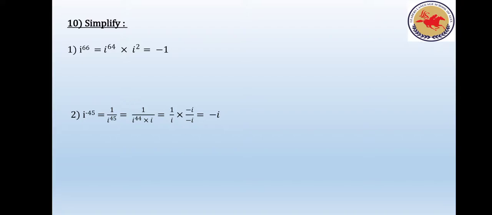Number 2. If we have a negative power, we must convert it to a positive power. How to convert it? We put it down like that: 1 over i power 45. The same way, take 45 divided by 4 and take the whole part times 4, we get 44. So i power 45 equals i power 44 times what's the remainder? i. Yes, i power 44 cancels. Then the remainder is 1 over i. In fact, if i is in the denominator, it doesn't work, so times its conjugate, negative i over negative i, will be negative i.